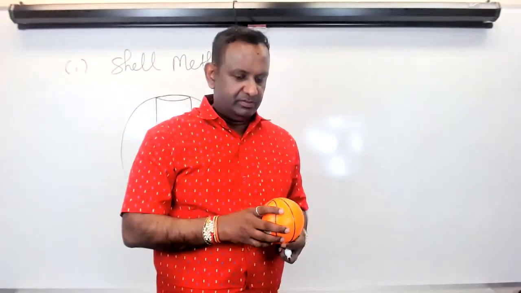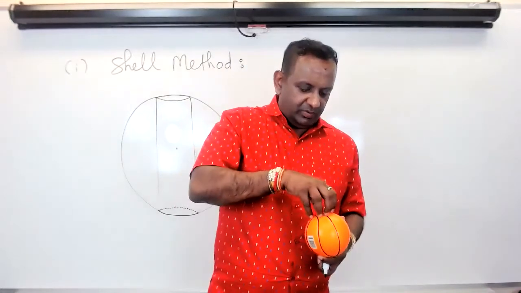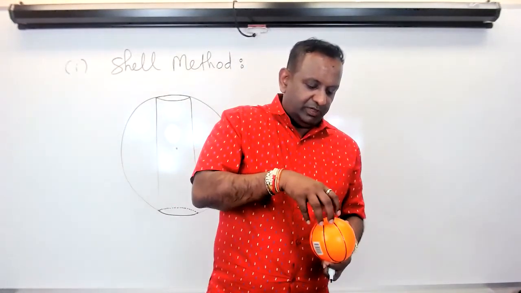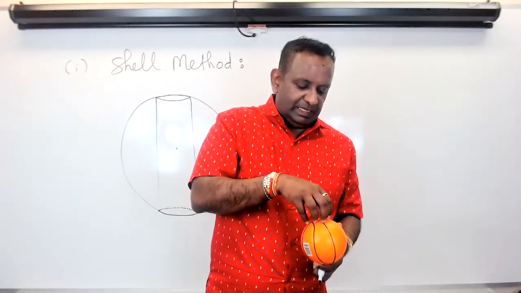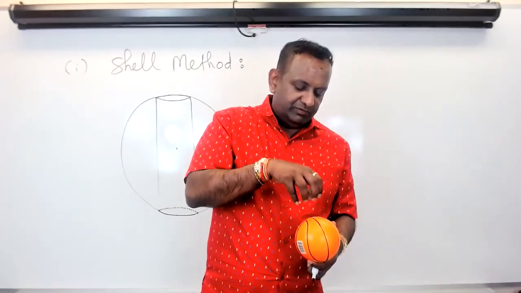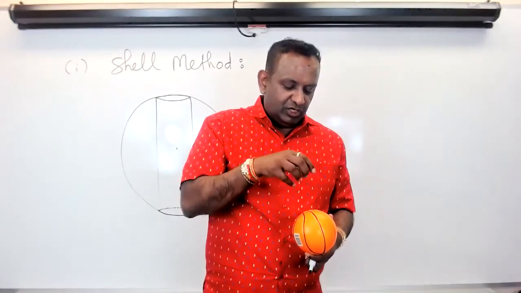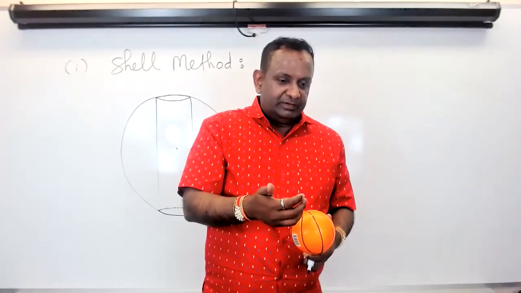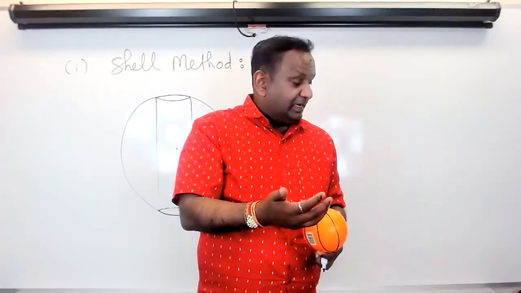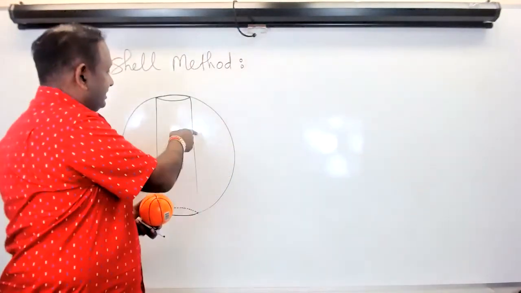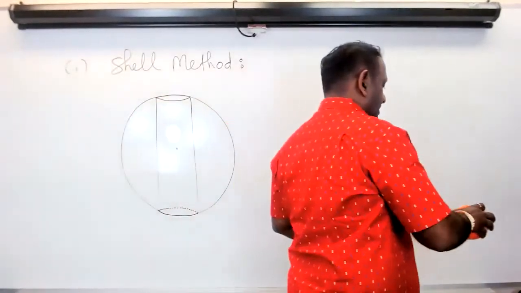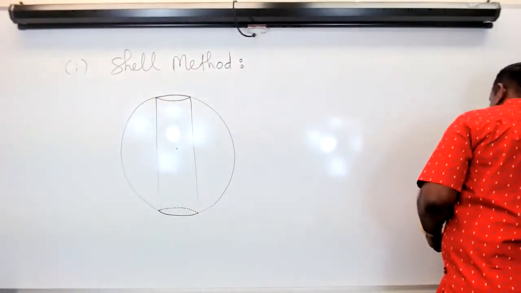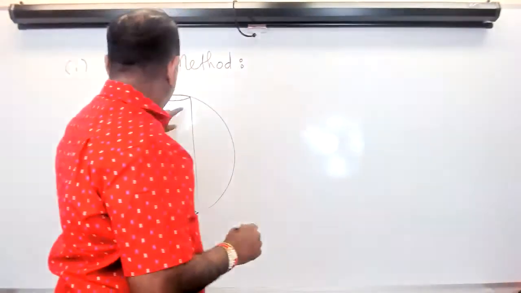This is a sphere. I'm going to take out a middle portion, which would be a cylindrical shape, with a different radius that is less than the radius of the sphere. So I'm going to take that part out. This is the cylindrical part.